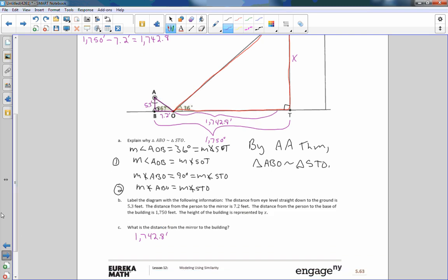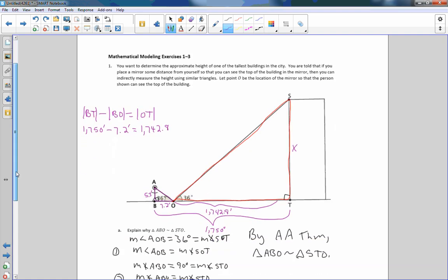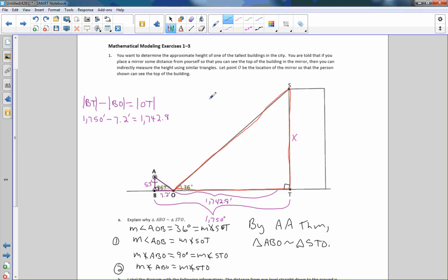Okay, part D. Do we have enough information to determine the approximate height of the building? And if we do, and if not, explain why, or what additional information is needed. So if I look at this, I have two similar triangles because two corresponding angles are congruent. 36 equals 36, 90 equals 90. So they're similar. I know the length of the base of this triangle. I know the length of the base of this triangle. I know the height of this triangle. I need to find the height of this triangle. That is one unknown. We can solve this.